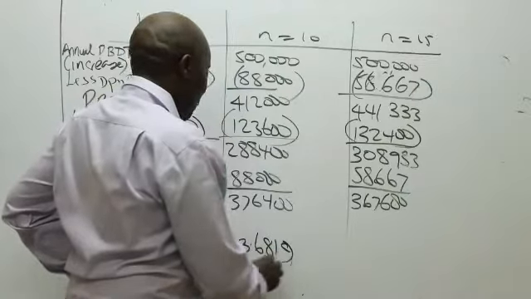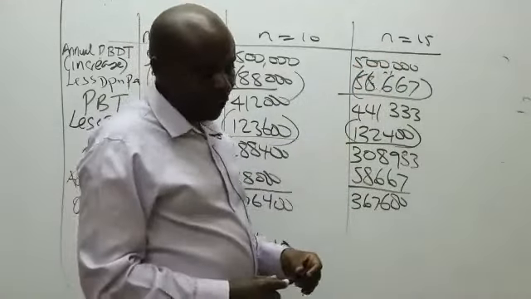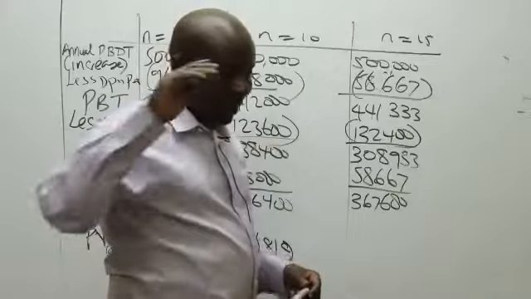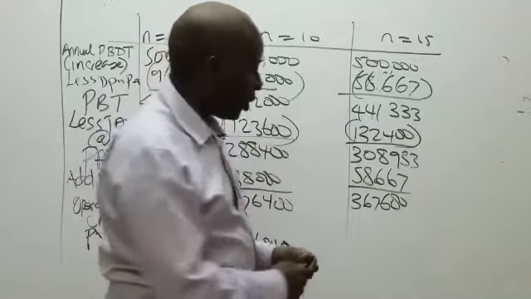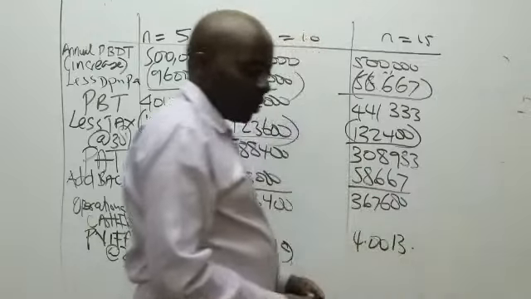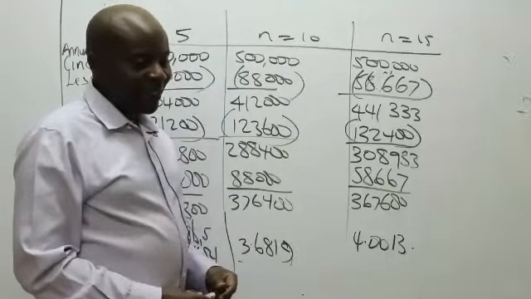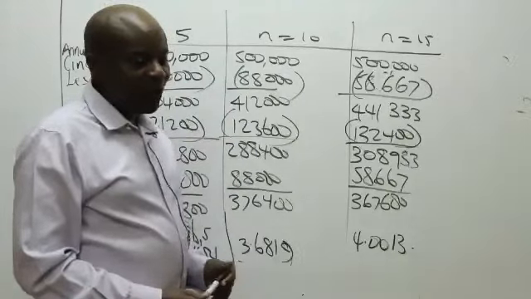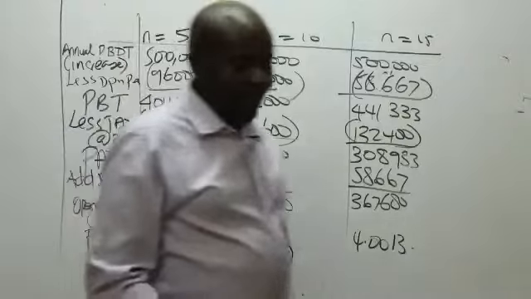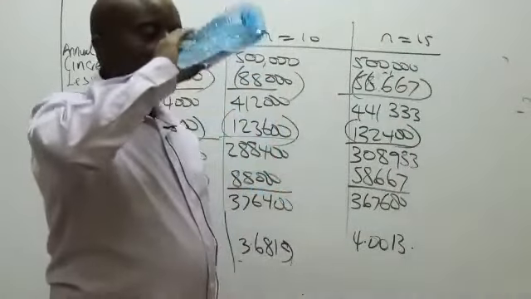3.6819. How about when n is 15? Still 24%. 24% is cutting across. 4.0013. So are we together up to here?